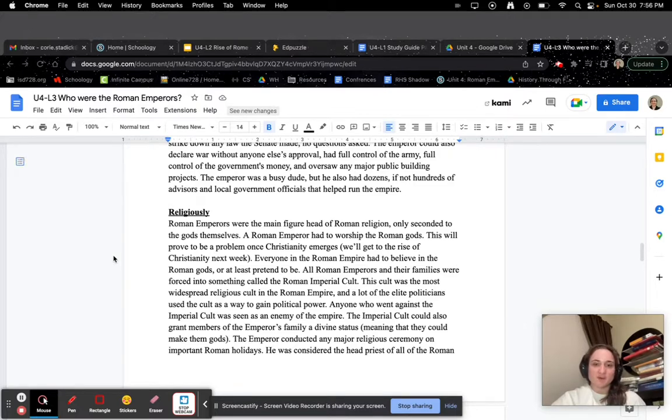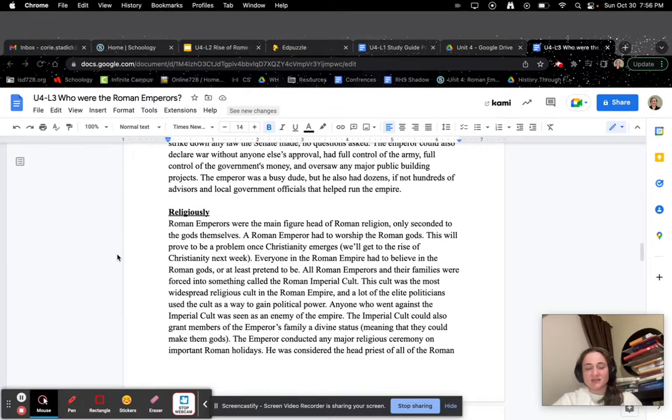All Roman emperors and their families were forced into something called the Roman imperial cult. This cult was the most widespread religious cult in the Roman Empire, and a lot of the elite politicians used the cult as a way to gain political power. Anyone who went against the imperial cult was seen as an enemy of the empire. The imperial cult could also grant members of the emperor's family a divine status, meaning that they could make them gods.